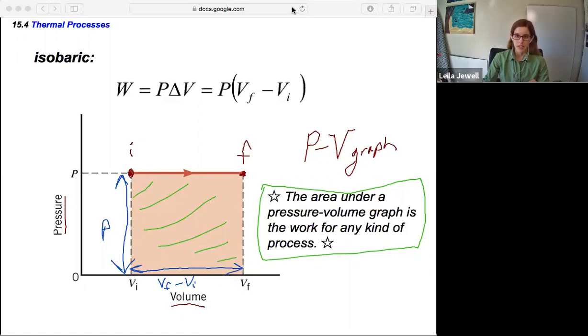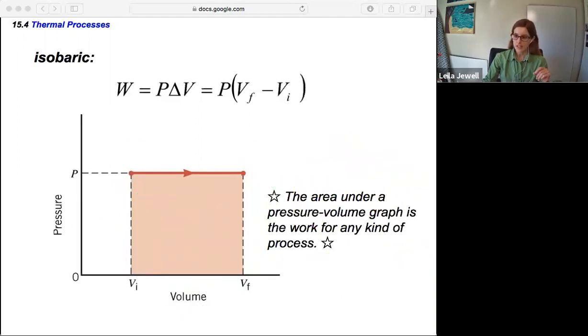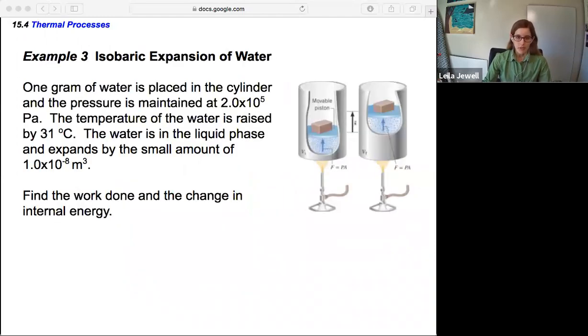All right. So now that we've seen the isobaric process, let's take a look at an example. Example 3, isobaric expansion of water. It says 1 gram of water is placed in the cylinder and the pressure is maintained at 2.0 times 10 to the 5th pascals. The temperature of the water is raised by 31 degrees Celsius. The water is in the liquid phase and expands by the small amount of 1.0 times 10 to the minus 8 cubic meters. Find the net work done and the change in internal energy.